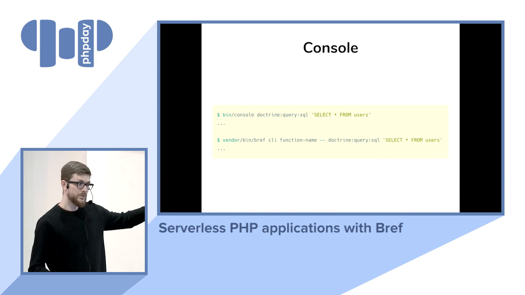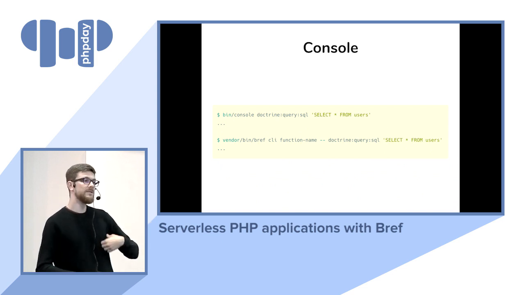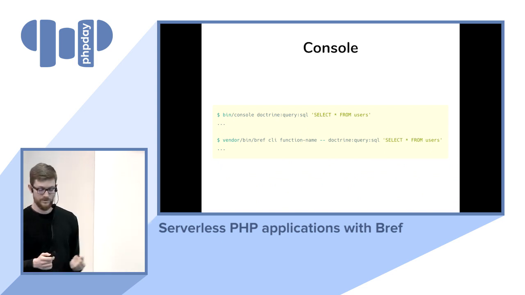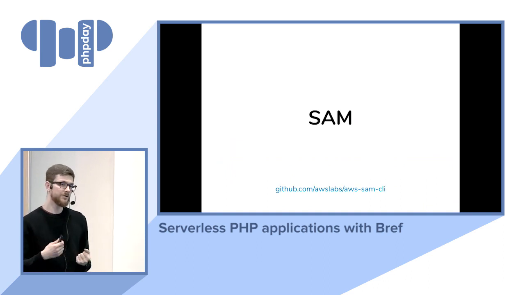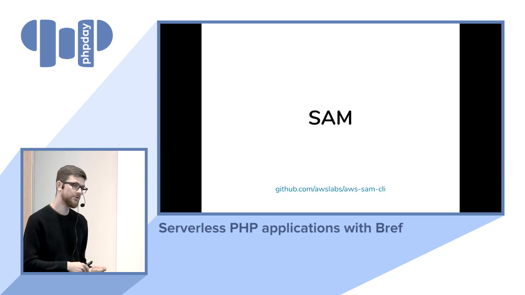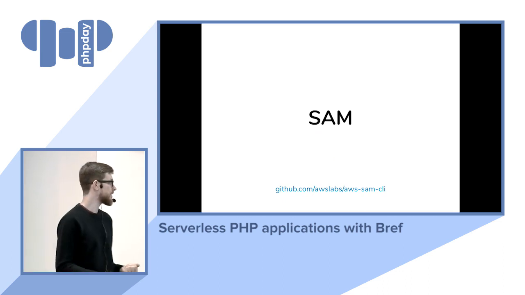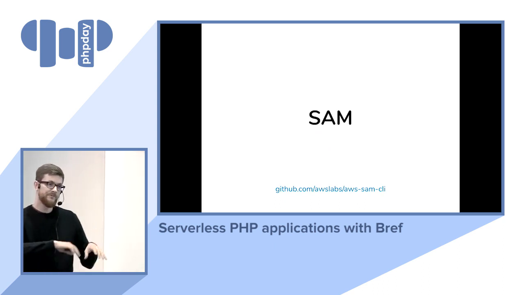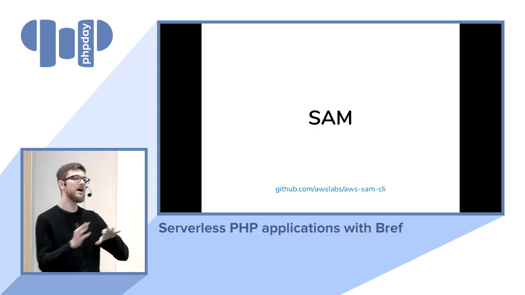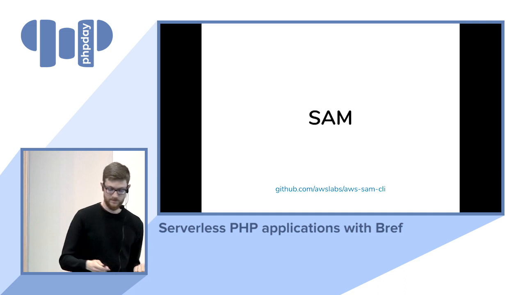So this is what you can do with PHP on Lambda. The way you deploy and configure the application you deploy is with SAM. SAM is the official tool from Amazon to create serverless applications. So that's the GitHub repository here. And Bref documents how to use SAM with PHP.